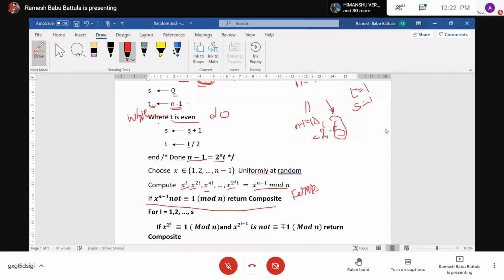We are checking whether this n is satisfying Fermat's theorem or not. Why? Because this is the basic algorithm to find whether n is prime or not. If x to the power n minus 1 is not congruent to 1 mod n, which means that number is a composite number. That's why we wrote the statement: if x to the power n minus 1 is not congruent to 1 mod n, then return composite.